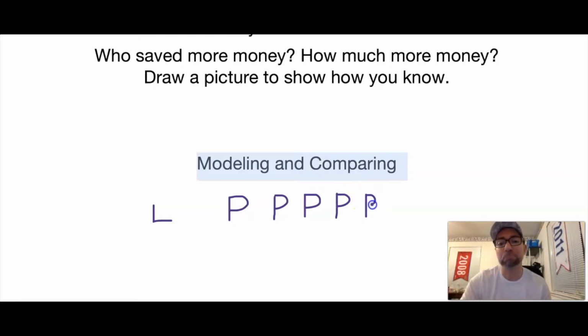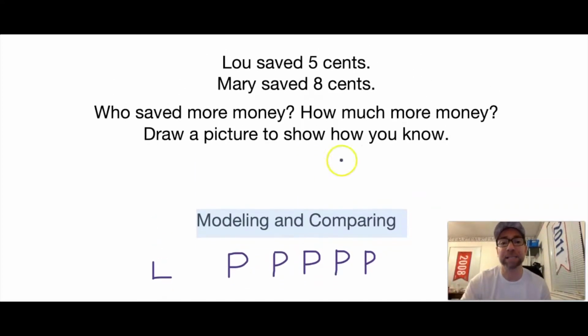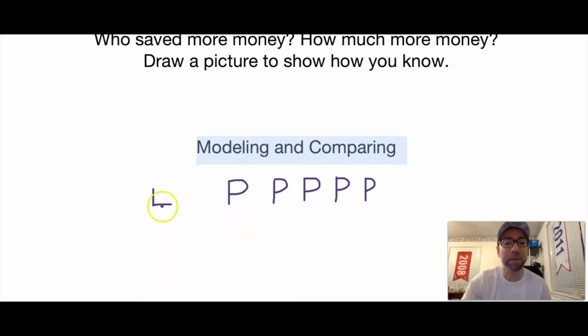Now, that was Lou. Lou saved 5 pennies. Mary saved 8 pennies. So I'm going to draw Mary's pennies right underneath Lou's pennies. Now, notice that I put a letter L for Lou and an M for Mary. That's because this is a math picture. And a math picture is something that's not too detailed. So I'm drawing Mary's 8 pennies.